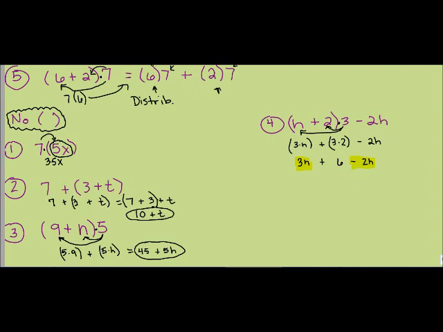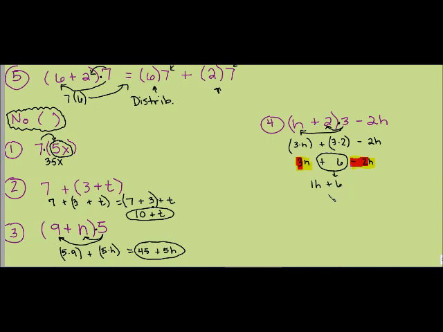I'm going to change the color of my highlighter because, since I'm adding and subtracting, I'm only solving the numbers, not the letters. So 3 minus 2 is 1h. You need to think of that. If I have 3 horses and I take away 2 horses, I have 1 horse left. Now I can't do anything with the plus 6, so I'm just going to bring it down.